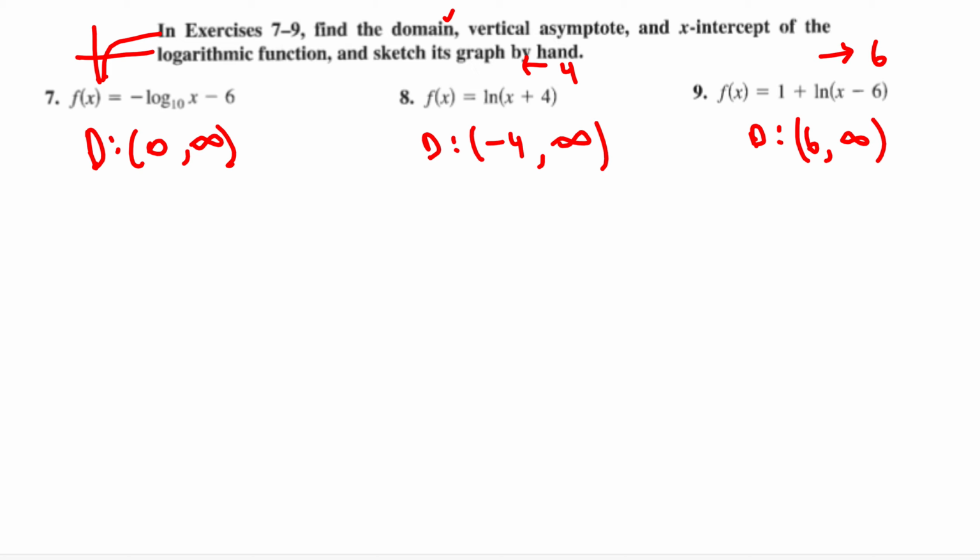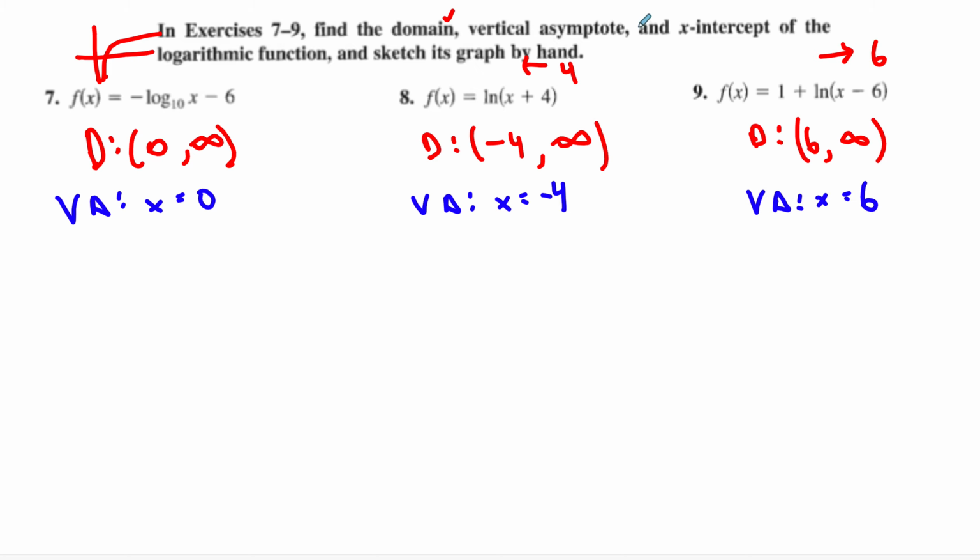Check. Vertical asymptotes. What's the vertical asymptote of this? X equals 0. What's the vertical asymptote of this? X equals negative 4.